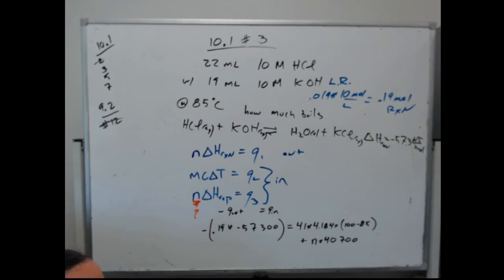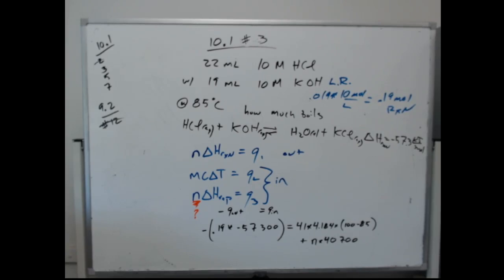And now you'll notice the only variable that I don't have written in is that N for the number of moles of water that will boil. A couple things to look out for: if I get an N that is negative, I've done something wrong.